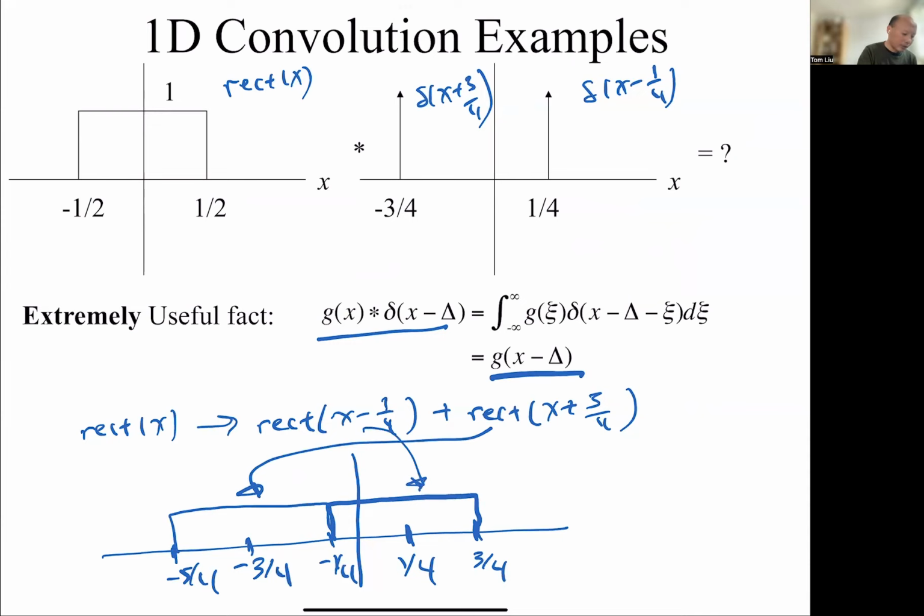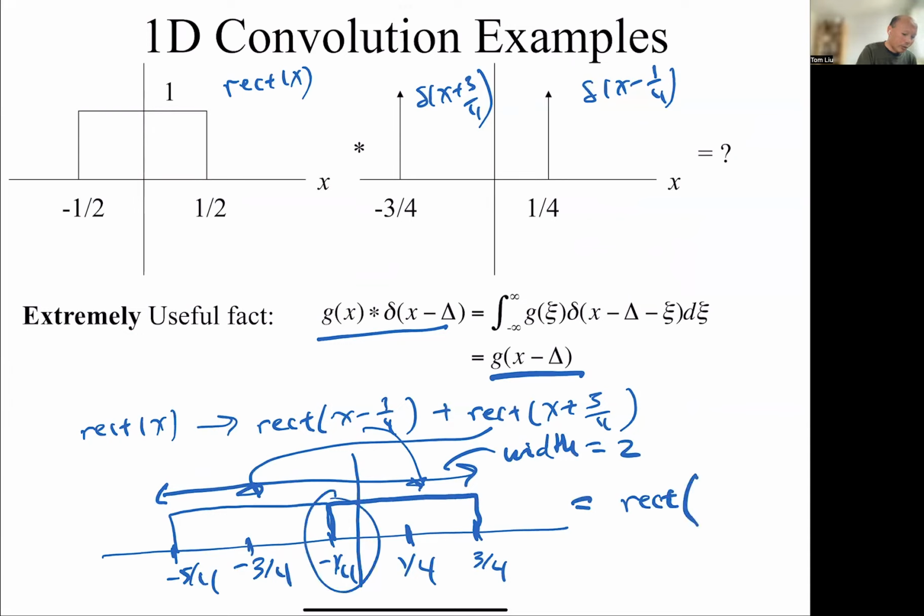And so my output is just this. The width of this is 2, so this is just equal to rect, centered at minus 1/4. So this can be rect of (x plus 1/4) over 2. Okay.